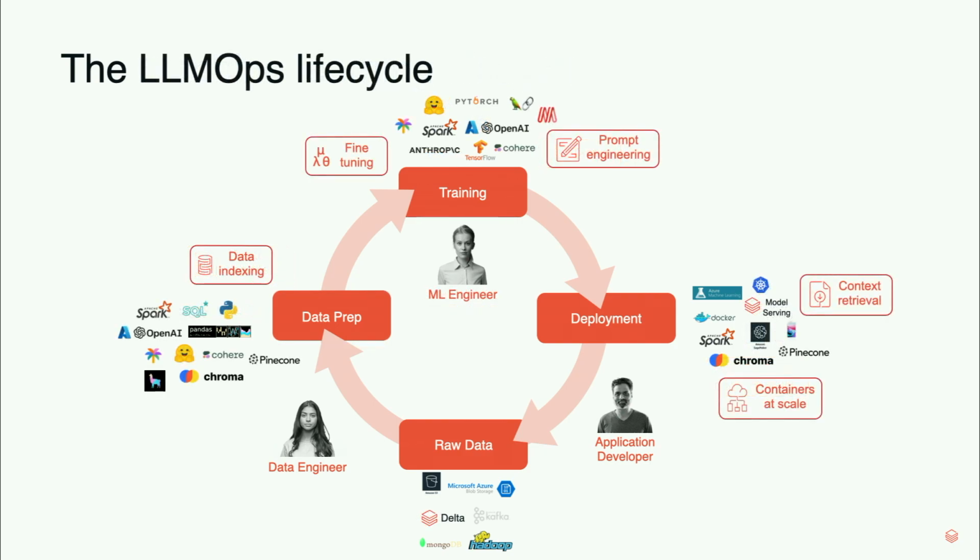Now let's take a look at how LLMs change the picture a little bit to create what we call the LLMOps lifecycle. Now structurally, the first thing we'll notice is we still have the same four stages. We're going from raw data collection all the way through to deployment. But what changes radically is the set of techniques and the set of tools for each of those techniques that are being leveraged. For example, in the data preparation phase, data indexing, which we'll talk about in a moment, has brought a variety of vector databases into the data prep ecosystem.